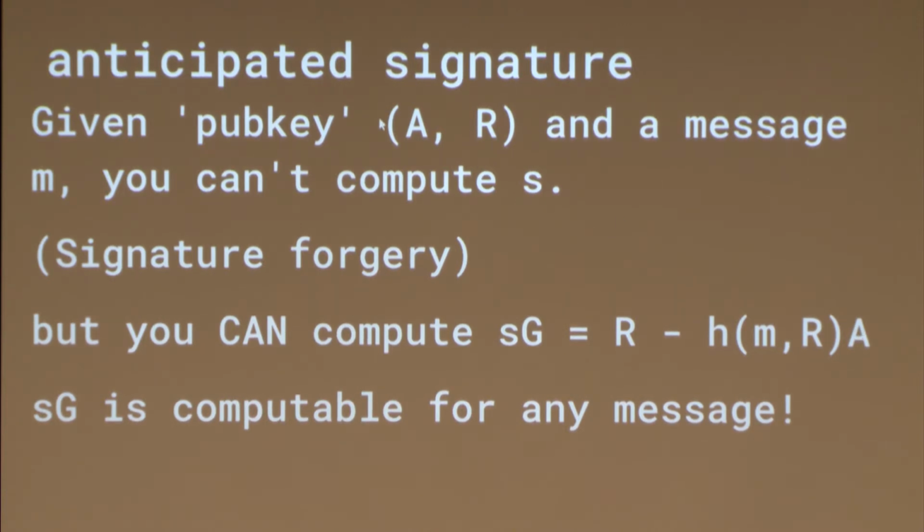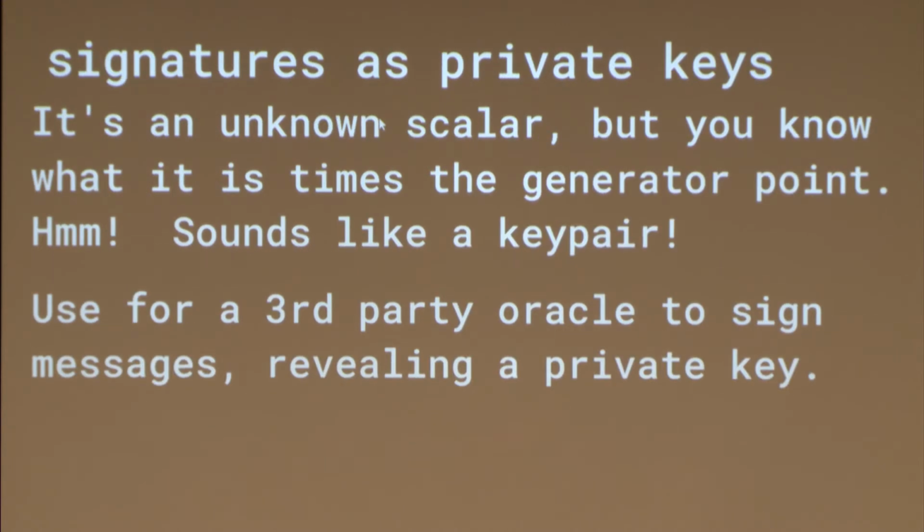This is useful because now we can think of that signature S times G as a public key and S as a private key. They're equivalent mathematical things: S is a scalar and S times G is a point on the curve. Normally, we multiply S times G just to verify a signature, and then we throw it away. But in this case, let's think of it as a public key and use it as such. We use that because the third-party oracle is now going to sign messages and reveal a private key.